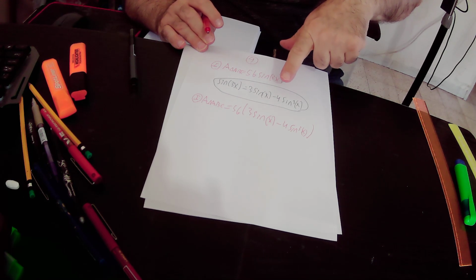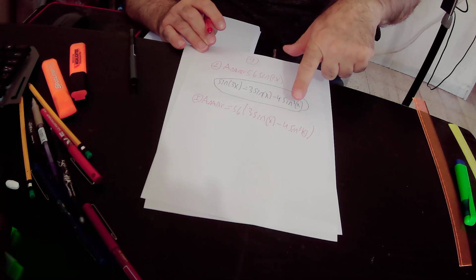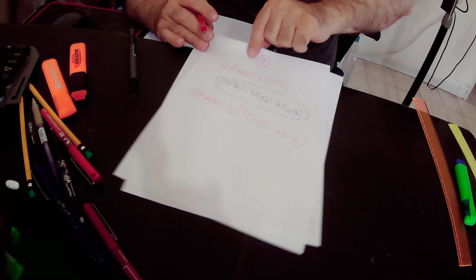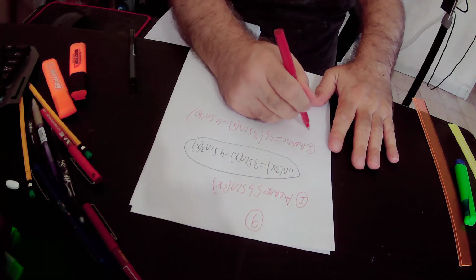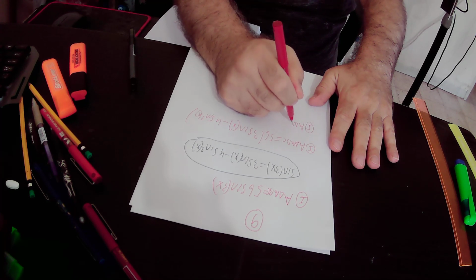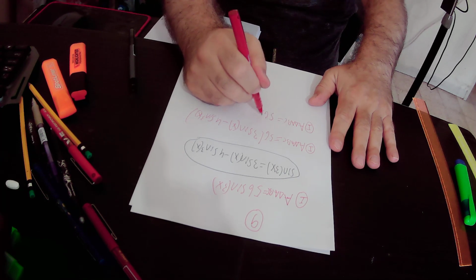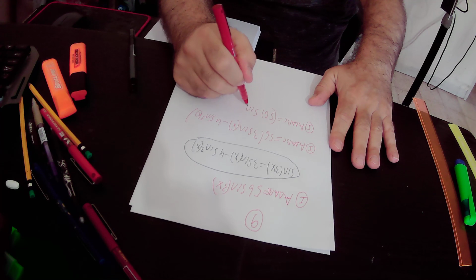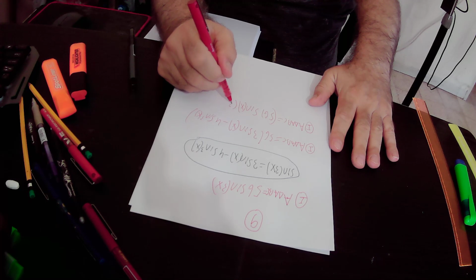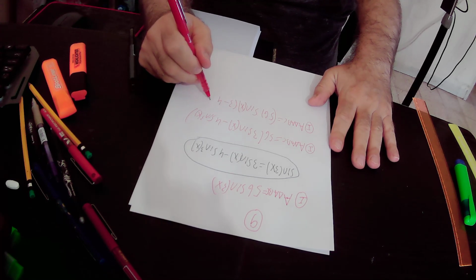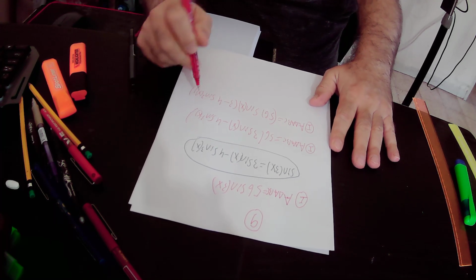Here we will take sine x as a common factor of this expression, and we will get that the area of triangle ABC equals 56 times sine x, which is a common factor, and inside the brackets we will have 3 minus 4 times sine square x.